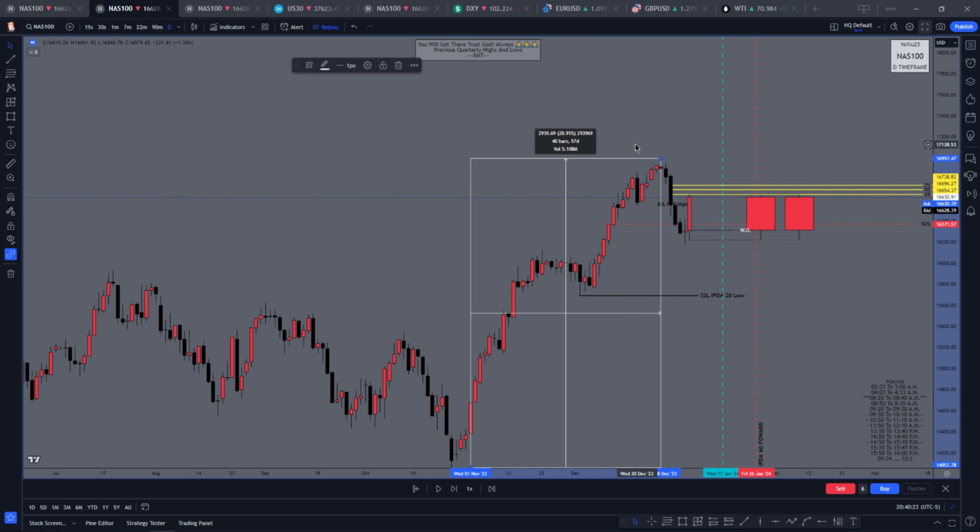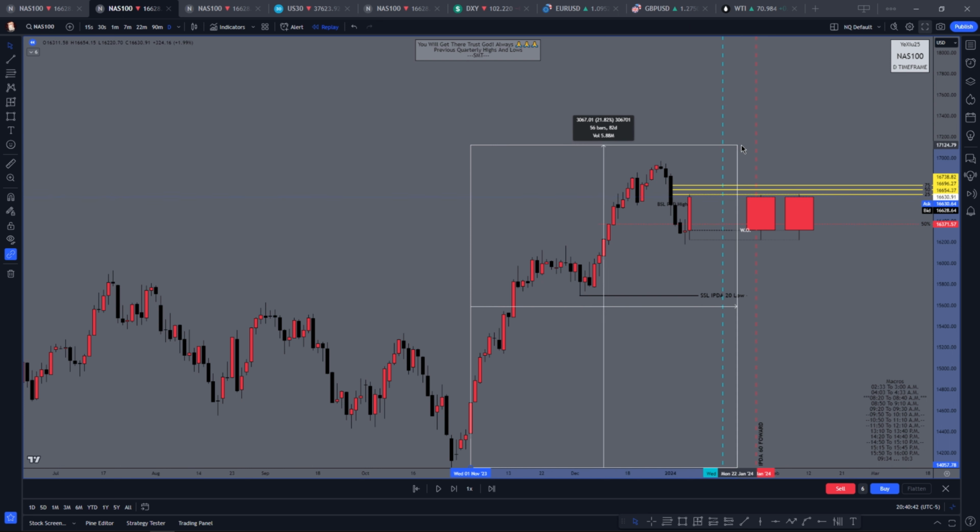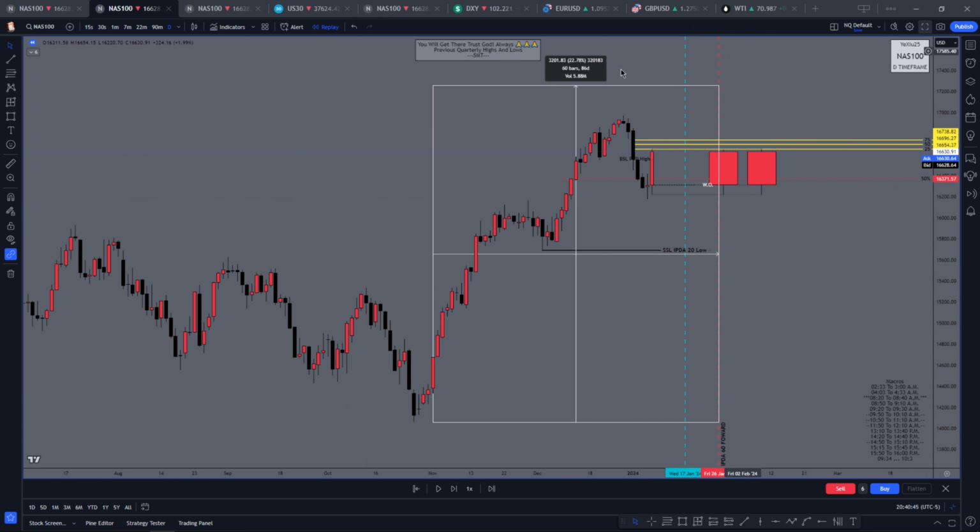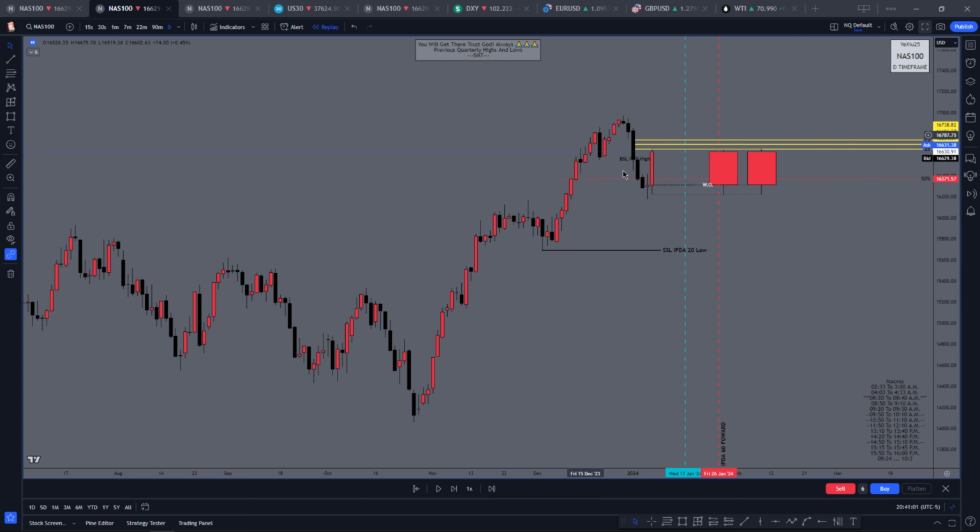EPDA 40. Some people say IPDA. Listening to ICT, I heard ICT saying EPDA sometimes and IPDA sometimes. Enterprise bank delivery algorithm, EPDA. So 20, 40, and 60. EPDA 60 will be on January 26th, as you can see here. So we don't have the EPDA 60 high yet, not yet, but on this day, January 26th, we will have it. But here something happened.